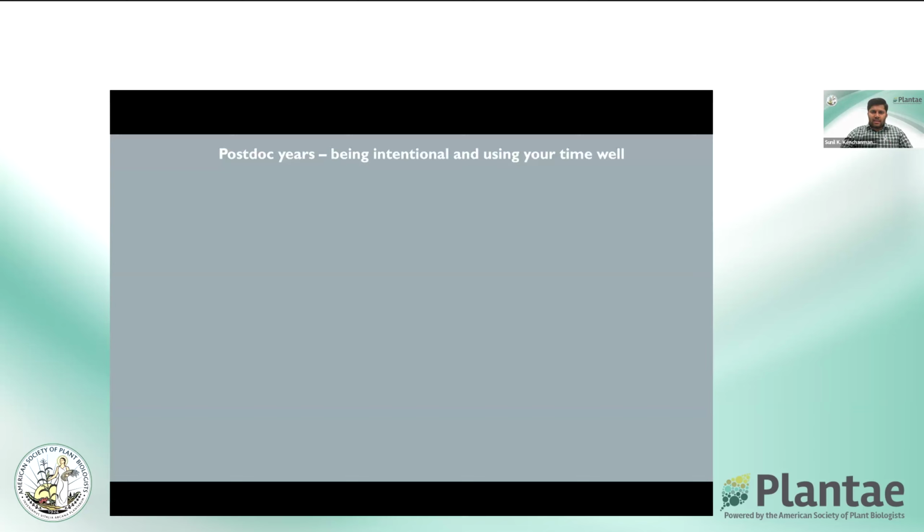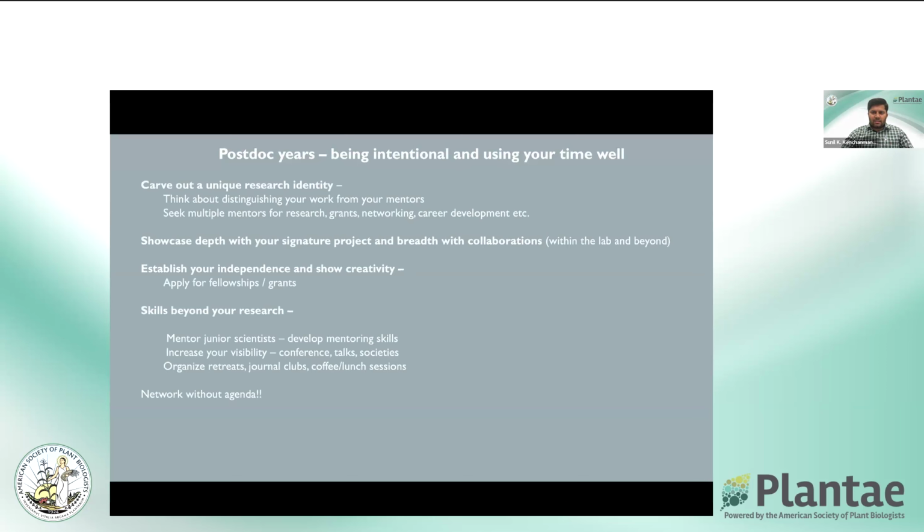One other aspect that I think is important is, again, thinking about the time that we are spending as a postdoc and how we can use it to our advantage. One of the things, again, this seems like it overlaps with my previous slide, is to think about how you can create your own unique research identity. I think Howard mentioned this. In a job application, one of the important things that the search committee looks for is how you are distinguishing yourself from your postdoc advisor and PhD supervisor. So this is very important. Can you think about your research identity that is different from your mentors?